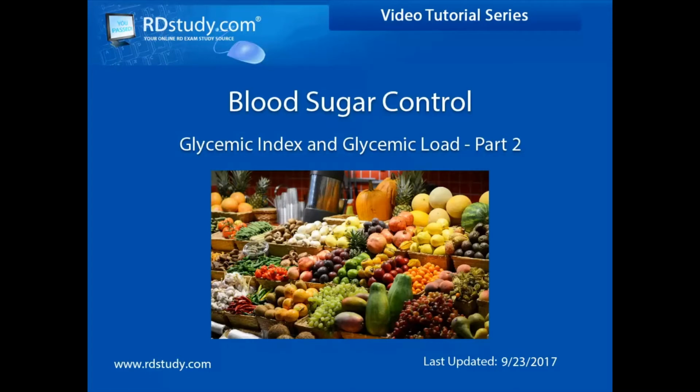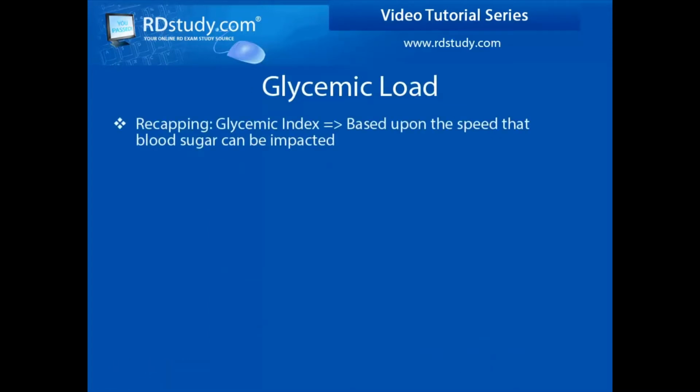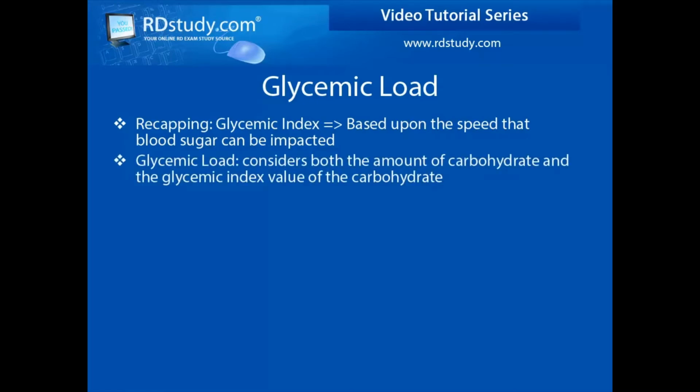found within the food. To briefly recap, the glycemic index is a value that is assigned to a food based upon the speed at which the carbohydrate found within that food is able to affect blood glucose levels. The glycemic load combines this information with how much of that carbohydrate exists within the food. The result is a numerical index value that identifies the total impact that the food can have on blood sugar.